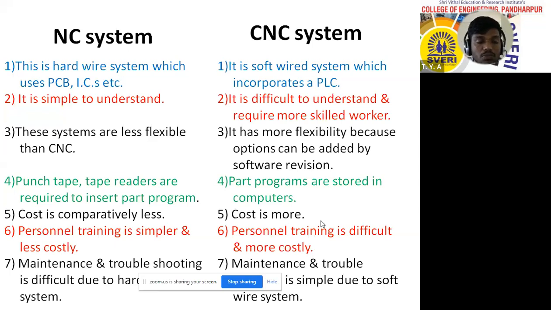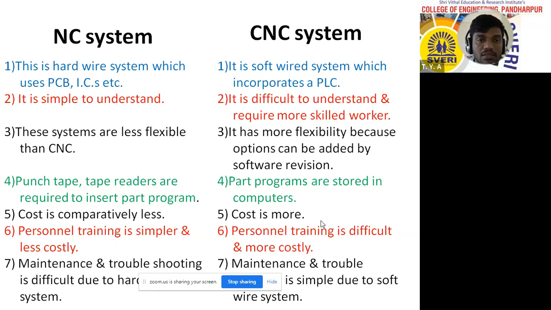Sixth point, personnel training is simpler and less costly for the NC system, but in the CNC system personnel training is difficult and more costly. हे तुमचं मशीन जसं तुम्ही हायली ऑटोमेटेड आणि सुपर कॉम्प्युटर यूज कराल त्याच्यासाठी ते ट्रेनिंग असेल, त्याच्यासाठी जे पैसे असतील ते जास्त लागतील.